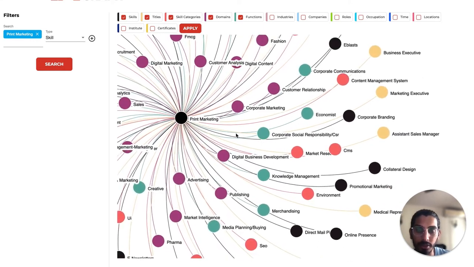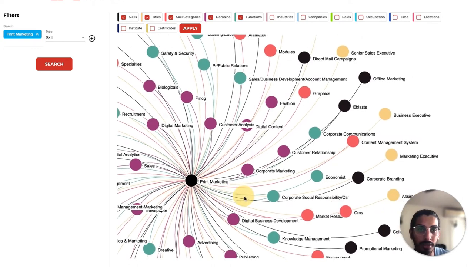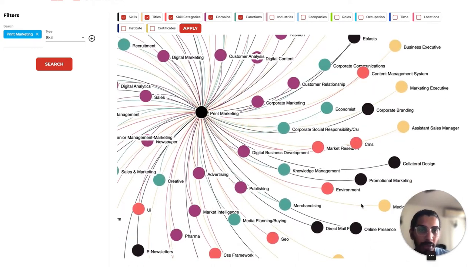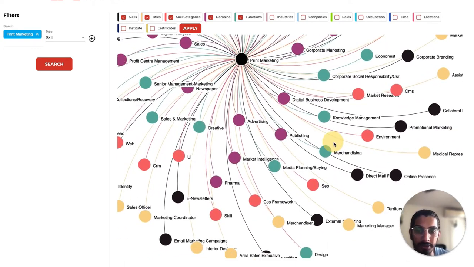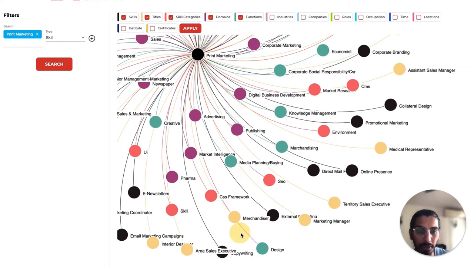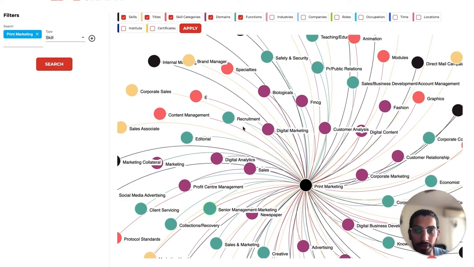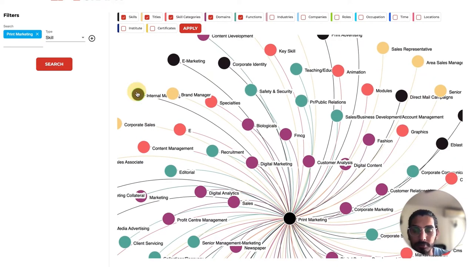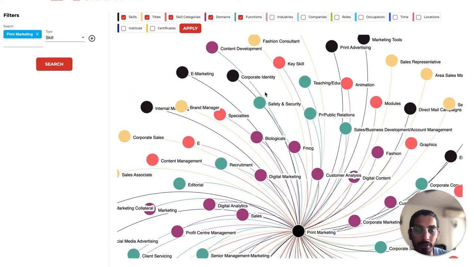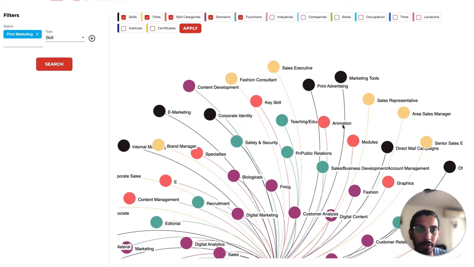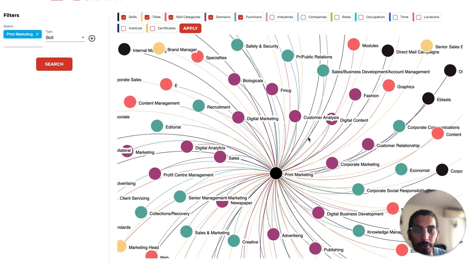And you see, again, let's look at what kind of related skills there are: corporate branding, promotional marketing, online presence, email marketing campaign, marketing collateral, internal e-marketing, corporate identity, print advertising, and marketing tools are the related skills of print marketing.